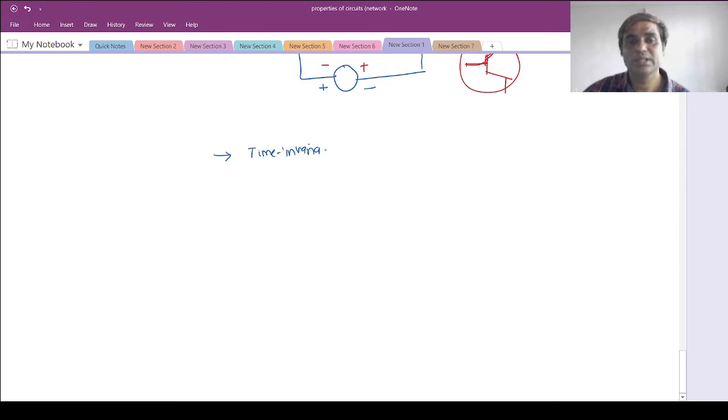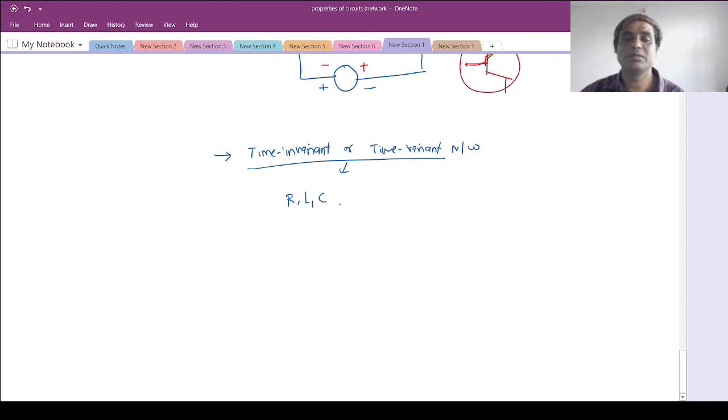So already we have discussed in the first class itself what is time invariant or what is time variant. A time invariant circuit or network is one whose elements, the R, L, C parameters of the circuit, have values that are not changing with respect to time. Then the network made up from these elements is called a time invariant network.